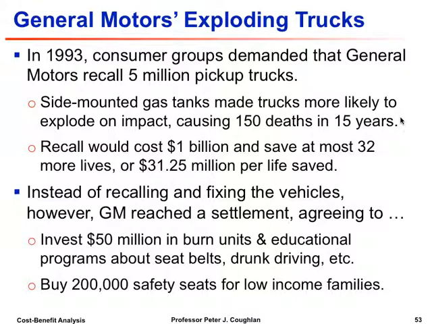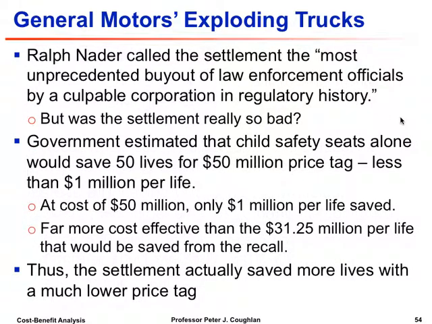Now, in response, Ralph Nader called this settlement, quote, the most unprecedented buyout of law enforcement officials by a culpable corporation in regulatory history. Basically they're buying their way out of killing people, right? But was the settlement really so bad? The government estimated that the 200,000 child safety seats alone would save 50 lives for a $50 million price tag. So less than $1 million per life, right, is how it came out.